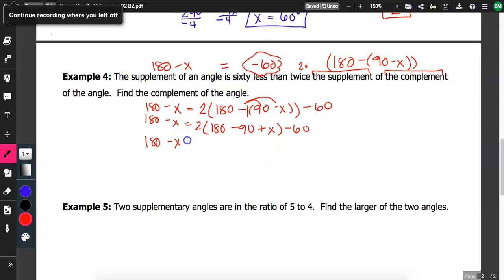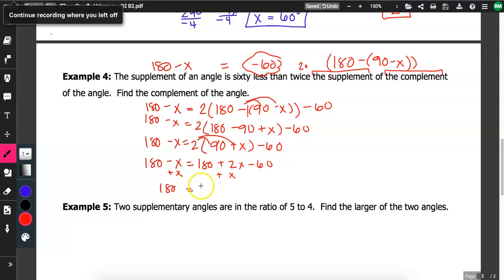Keep simplifying. 180 minus 90, 90 plus x minus 60. Now we'll distribute the 2. And then we're just solving for x, just like we've been doing. So I'm going to add x here. 180 equals, we'll add 180 and minus 60. So now I have 3x plus 120.